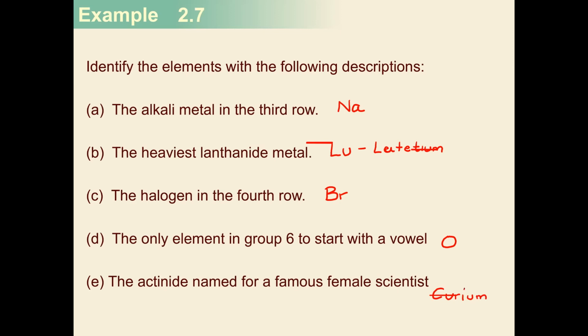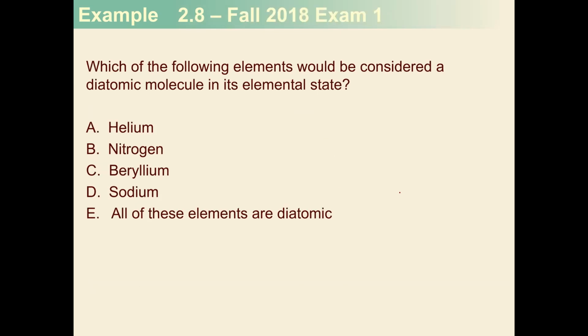Let us go and try one final example for today's second video. Which of the following elements could be considered a diatomic molecule in its elemental state? So this means that we are going to have an element that actually has two atoms in it based off of what we're used to seeing on the periodic table.